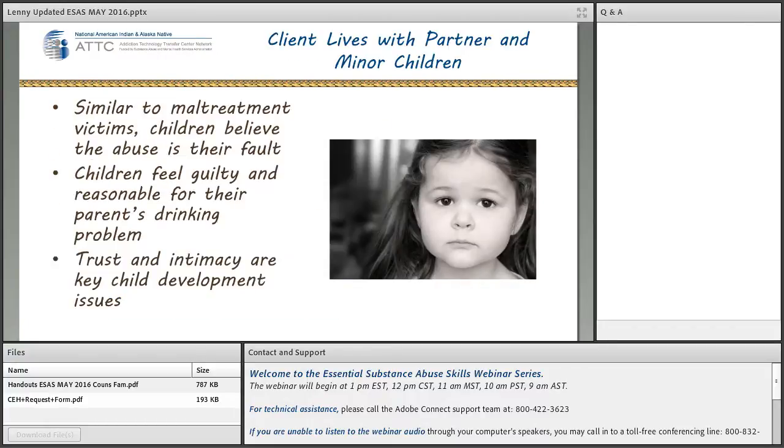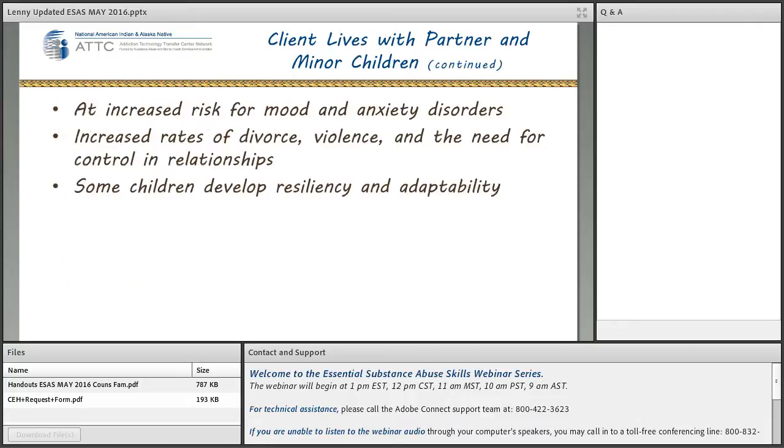So clients' lives as partners and minor children. Similar to maltreatment victims, children believe the abuse is their fault. Children feel guilty.